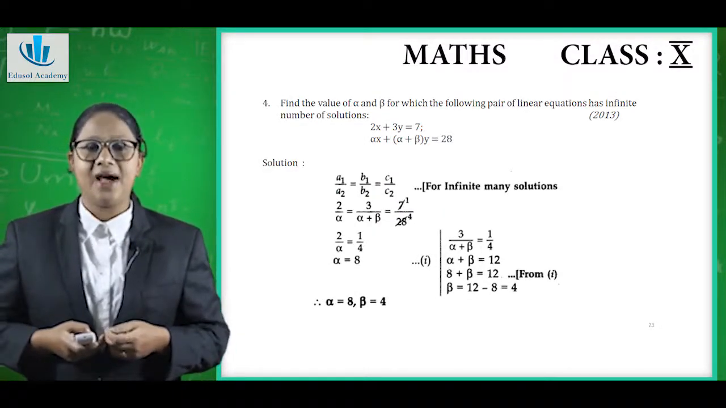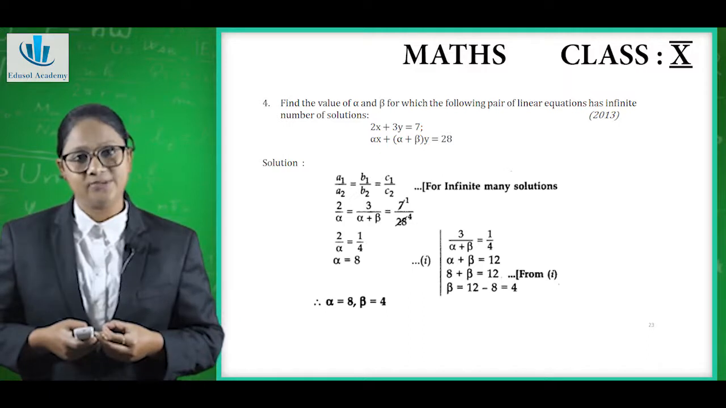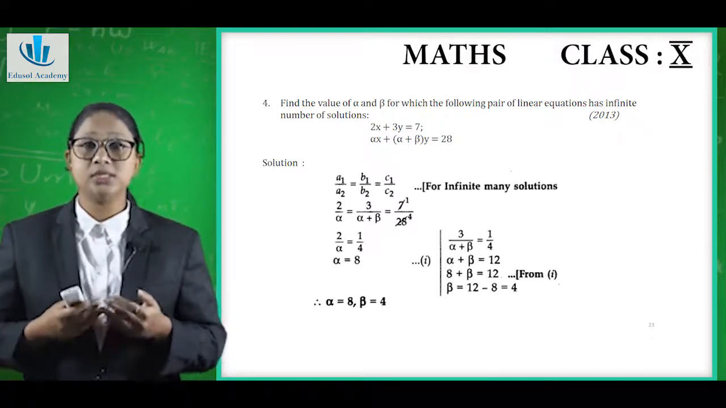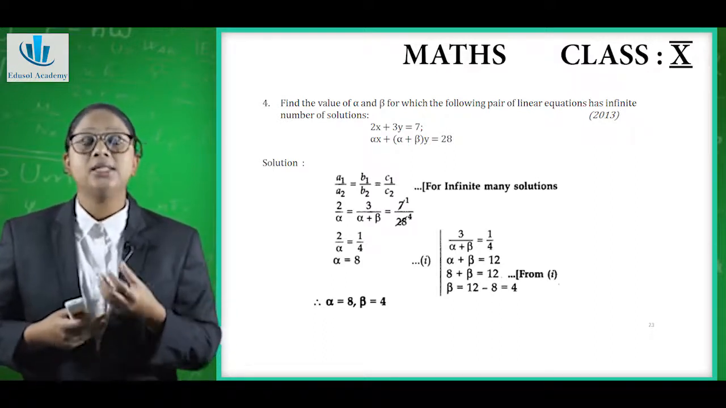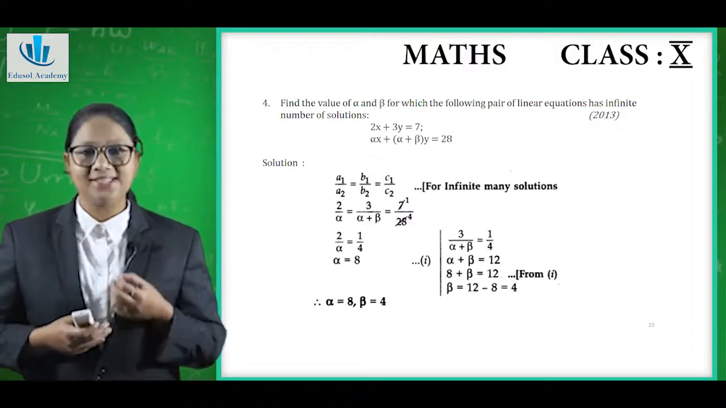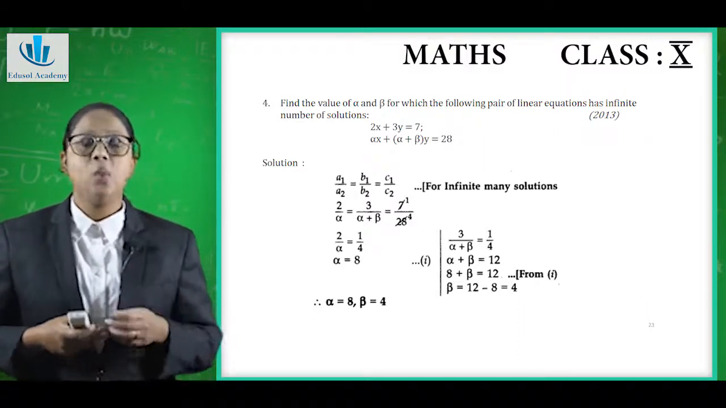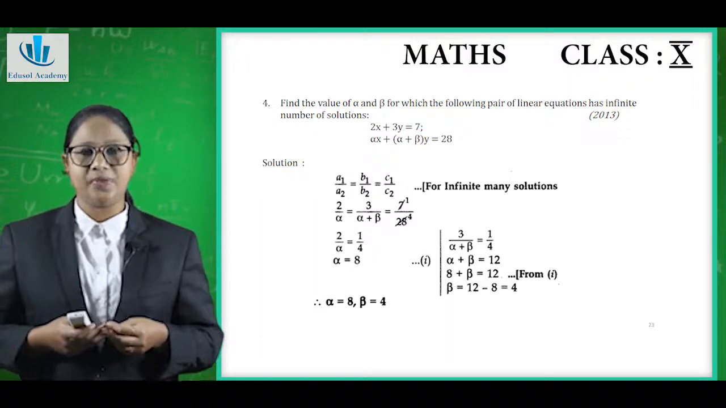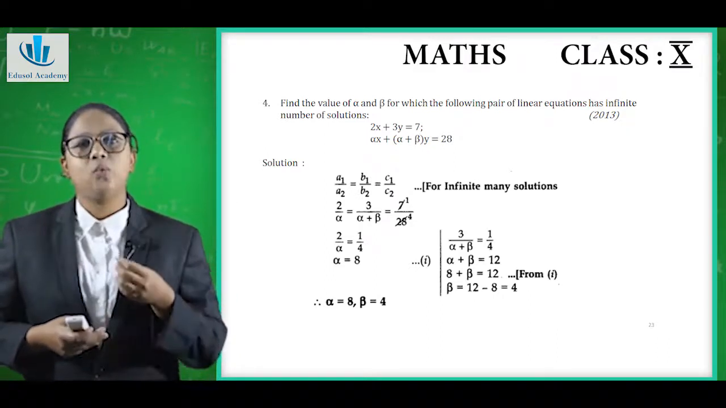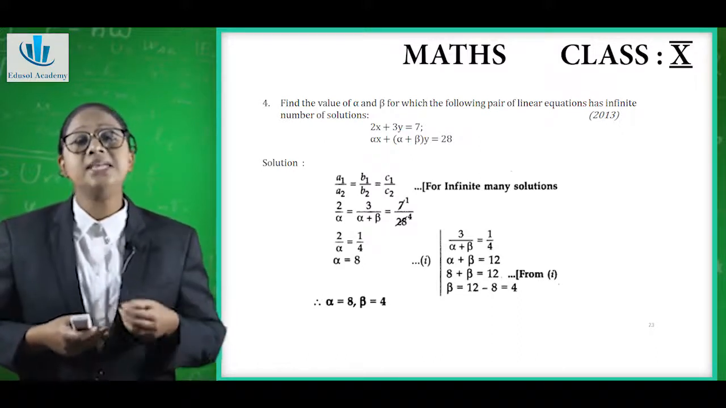Find the value of alpha and beta for which the following pair of linear equations has infinite number of solutions. We are supposed to find two values, alpha and beta, from a system of linear equations so that the system has infinite number of solutions. So the equations are 2x plus 3y is equal to 7, alpha x plus beta y is equal to 28. Now what is the condition for infinite number of solutions? A1 by A2 equal to B1 by B2 equal to C1 by C2 is the condition. So we know that A1 and A2 are 2 and alpha, B1 and B2 are 3 and alpha plus beta, C1 and C2 are 7 and 28.